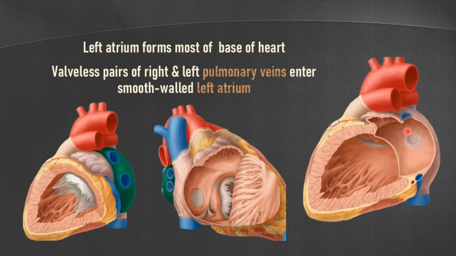So all the blood within the left atrium is actually coming through these pulmonary veins. Why are they called veins? Because they are coming back to the heart. The vessel which is going away from the heart is called an artery. The vessel which is coming back to the heart is called a vein.